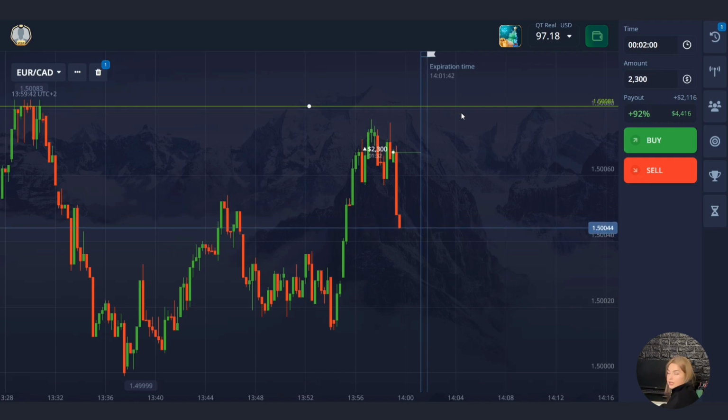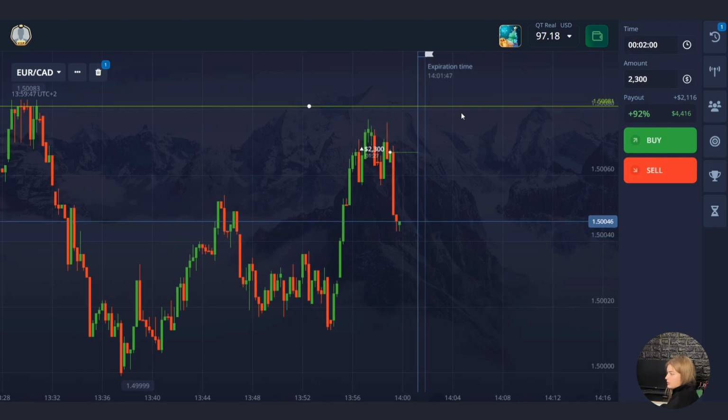Just at the moment, the red candle has formed, but I hope that in the near future the price will continue to move towards the level. Guys, let's wait for the result.